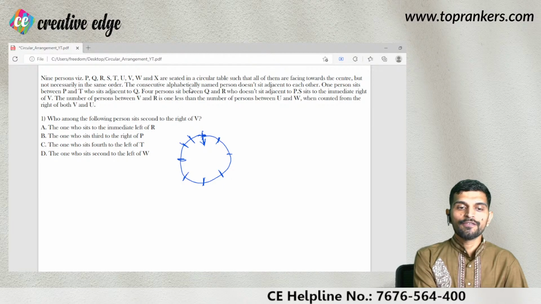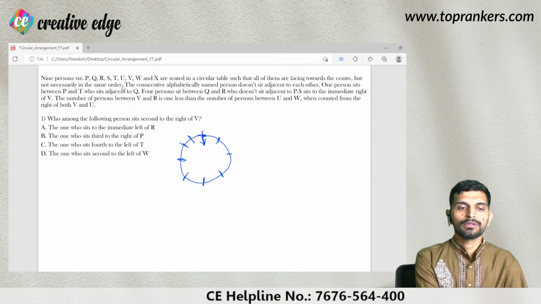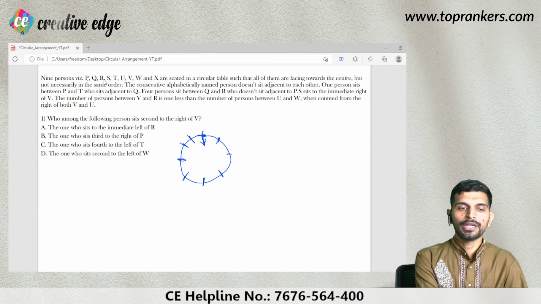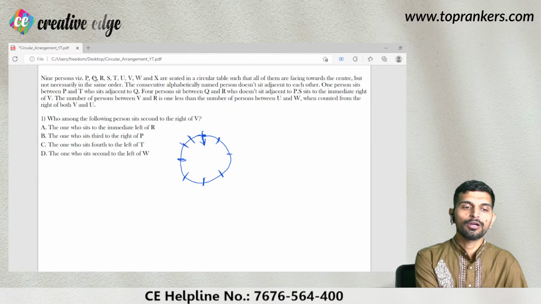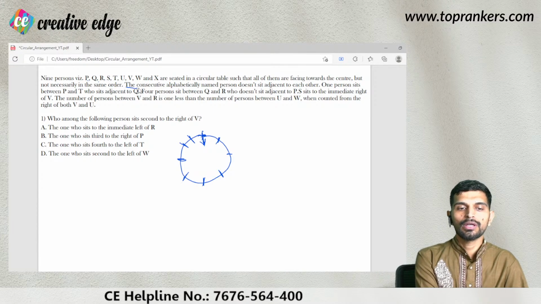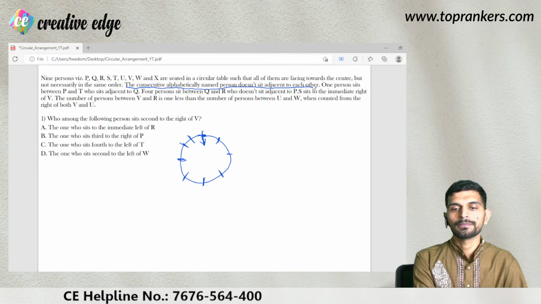The consecutive alphabetically named people don't sit with each other. P and Q will not be neighbors. Q and R will not be neighbors. R will not be neighbor to Q or S. So this is the significance of this particular line.